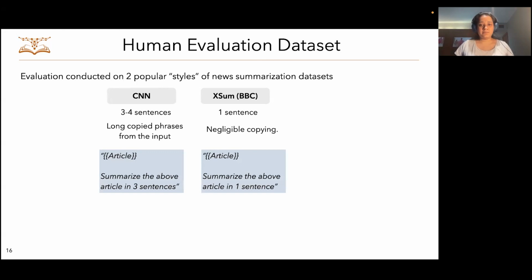And to generate GPT-3 summaries that emulate these styles, we only focused on the length aspect. So the prompt that we gave GPT-3 was either "summarize the above article in 3 sentences" for CNN or "summarize the above article in 1 sentence" for XSum.